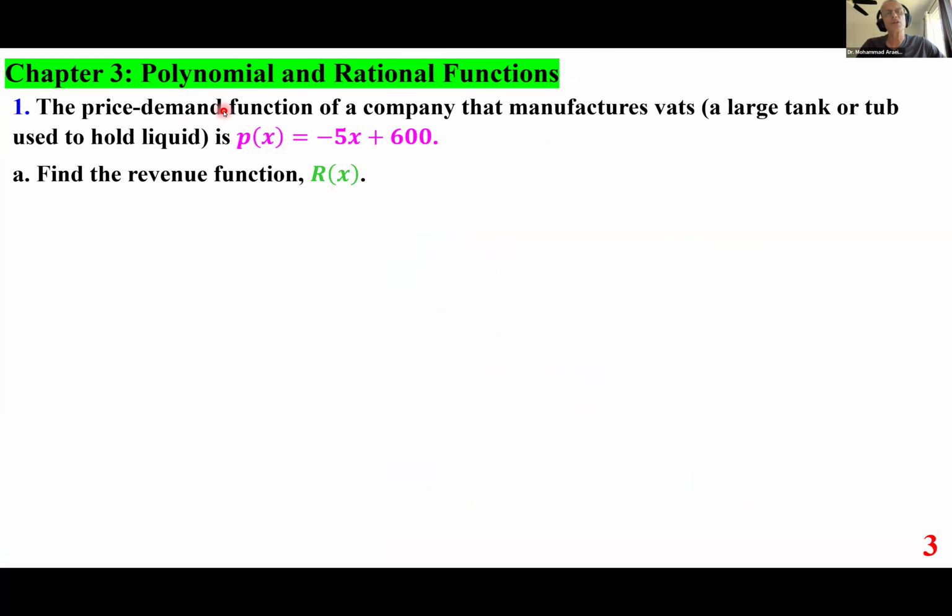The price demand function of a company that manufactures vats, a large tank or tub used to hold liquid, is given as P of x equals minus 5x plus 600. Find the revenue function. The revenue function by definition is the number of units sold times the price function, so the product of x and P of x. All you have to do is multiply this by x, the number of units sold. Negative 5x squared plus 600x.